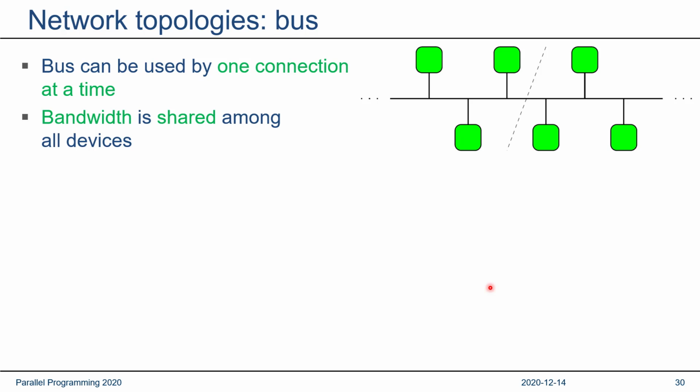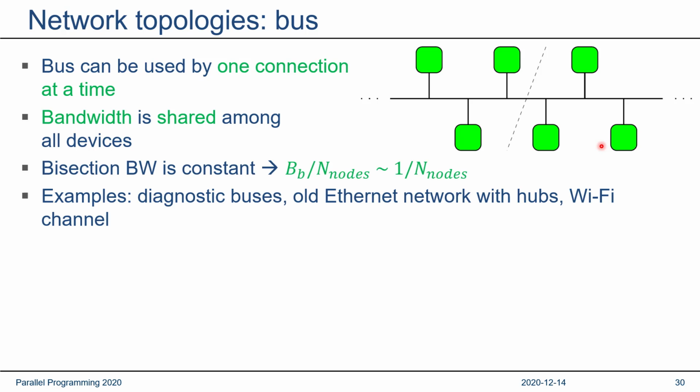The simplest network topology that you can imagine, and it's actually more popular than you might think, is the bus. A bus connects a couple of agents or nodes and can only be used by one connection at a time. It is shared among all devices, meaning that its bandwidth is shared. It's a single resource. This has pros and cons. Yeah? What about the bisection bandwidth?